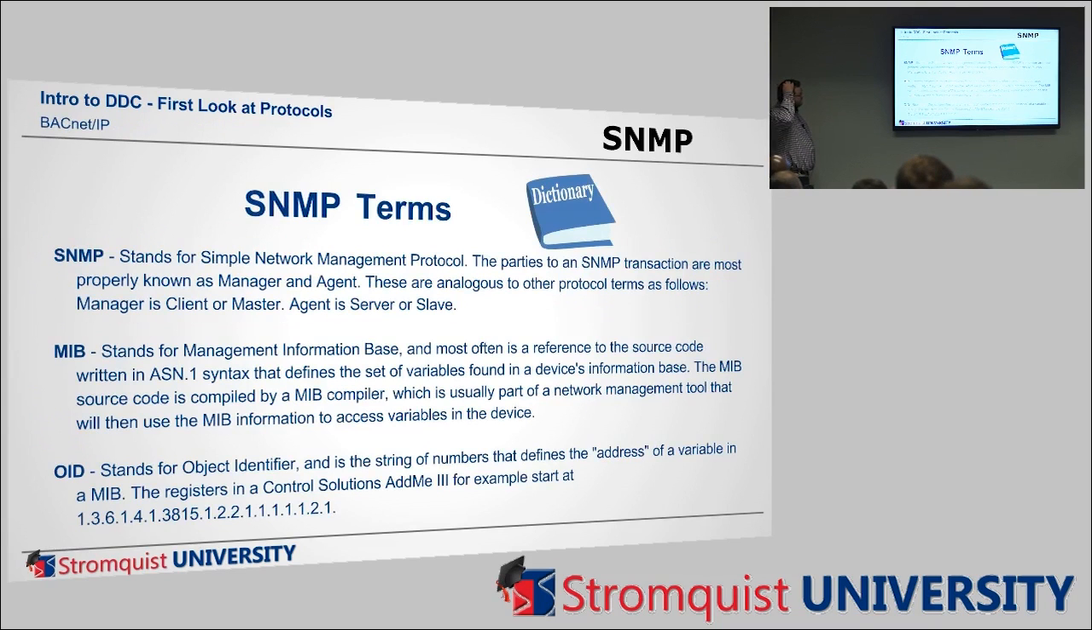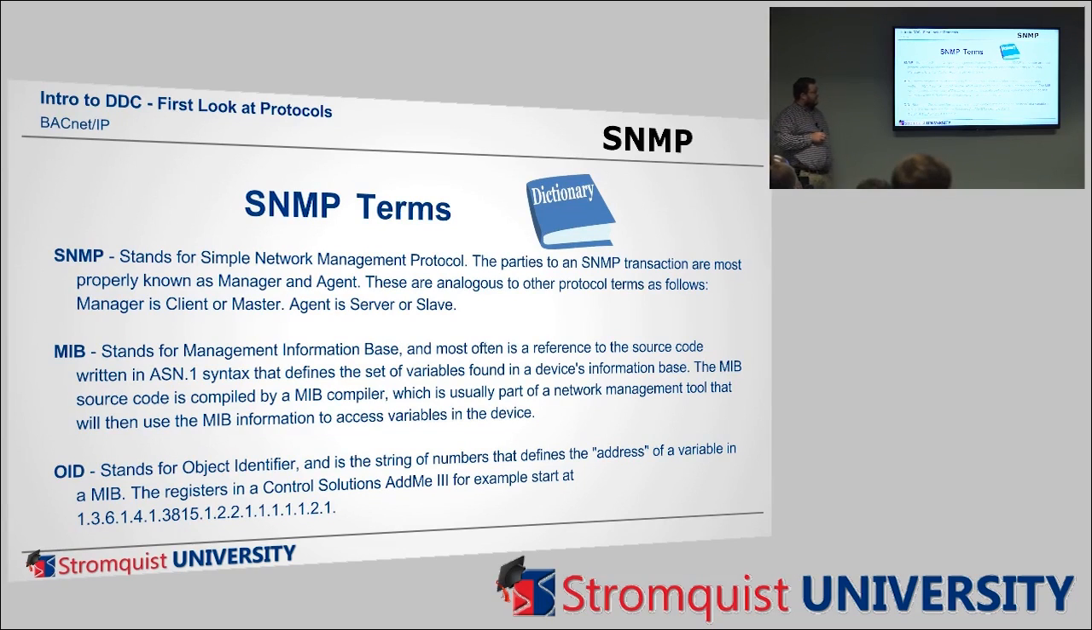Here are some terms. We already went over SNMP. You may hear MIB if you're dealing with SNMP. That's the Management Information Base. Basically, kind of like an XIF in LON. It's basically saying this is the data available from this device.